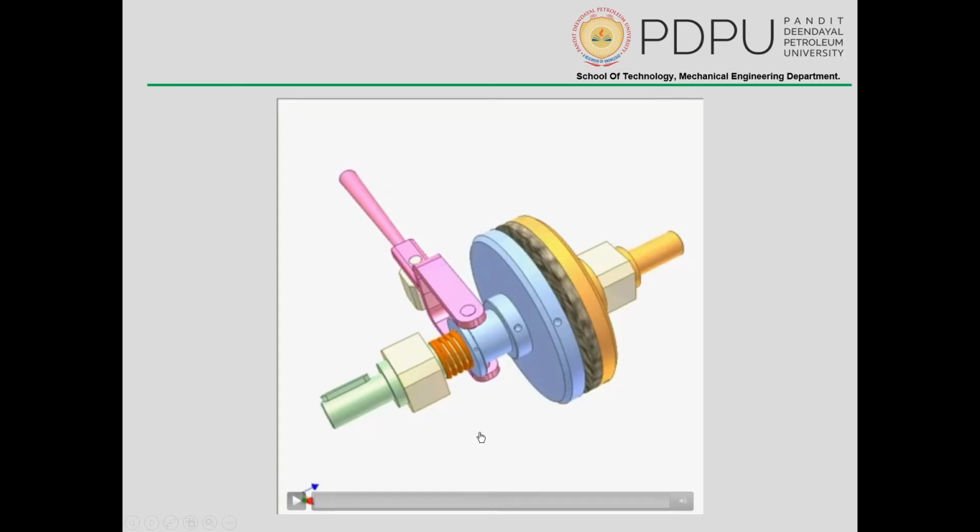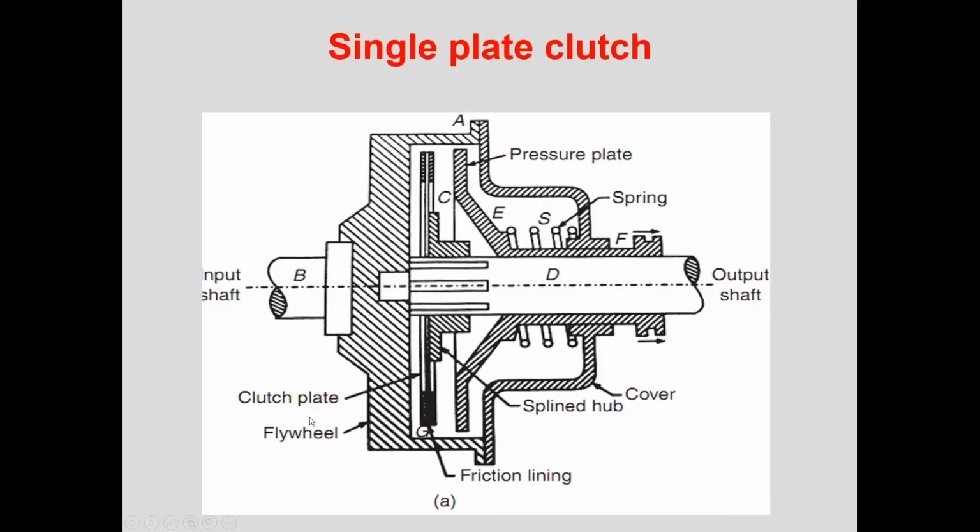Obviously in real life we have a little bit more complicated construction. Let's look at it. This is a single plate clutch, and the idea is similar to the animation that you saw.